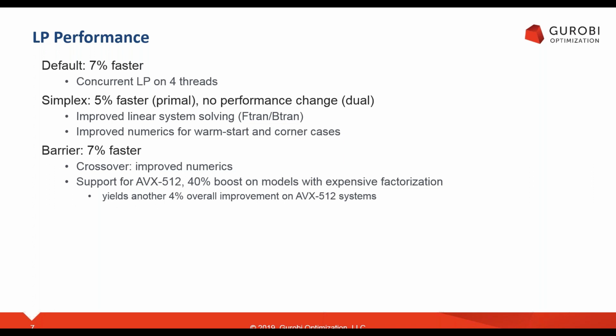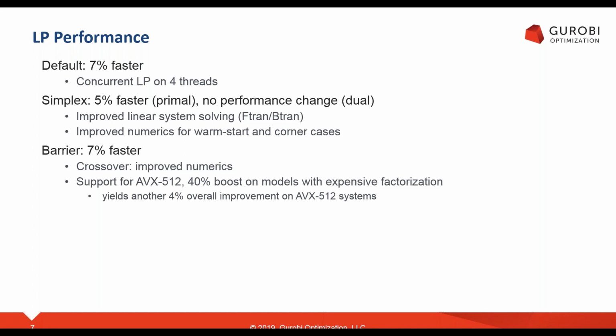That means concurrent LP here is using 1 thread for dual and 3 threads for barrier. If you have more than 4 cores on your machine, then maybe your speed up could be a little bit better than those 7%. The simplex algorithm got faster as well, at least the primal one. Unfortunately, the dual simplex did not see much performance change, but we worked on the linear system solves where we improved the numerics, in particular for warm starts and for several corner cases.